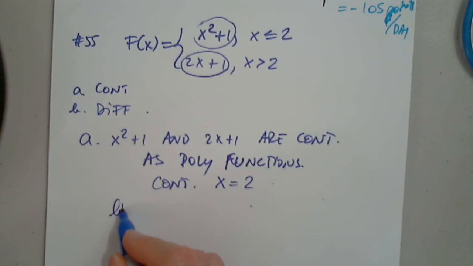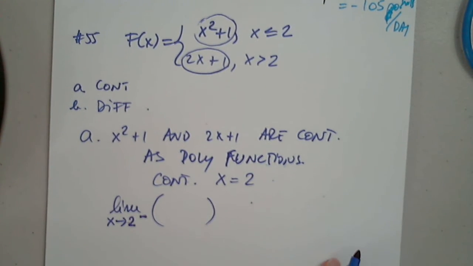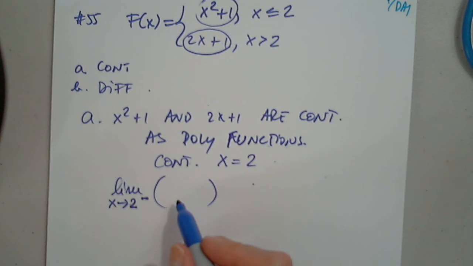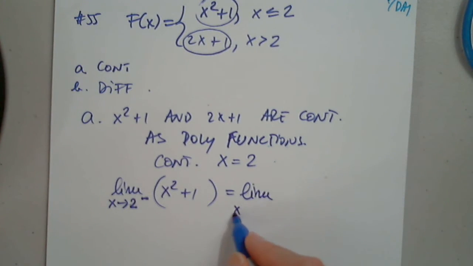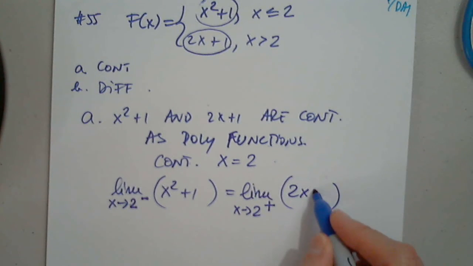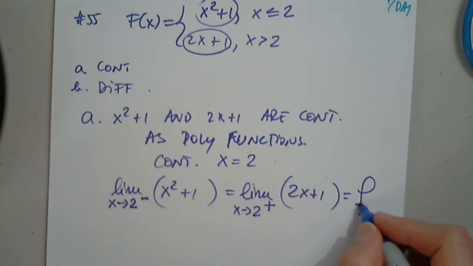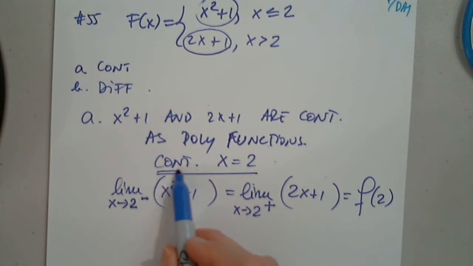The limit of f of x as x approaches 2 from the left must equal which function exactly? So we don't have to write it twice. f of x. Which one exactly? Oh, you're right. So x squared. Absolutely. Equals the limit as x approaches 2 from the right. Of course, it must be the other one. And it has to equal f of 2. There are 3 parts to continuity at x equals 2.